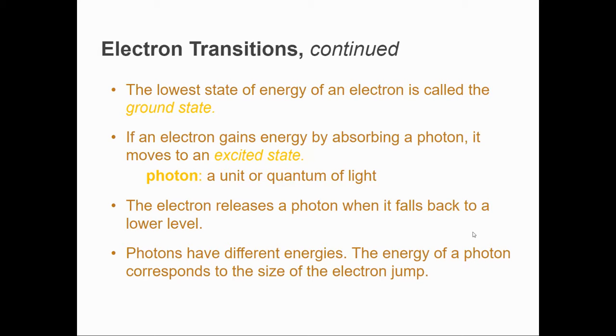The lowest state of energy of an electron is called the ground state. If an electron gains energy by absorbing a photon, it moves to an excited state. A photon is a unit of light, and we talked about that in this class already.